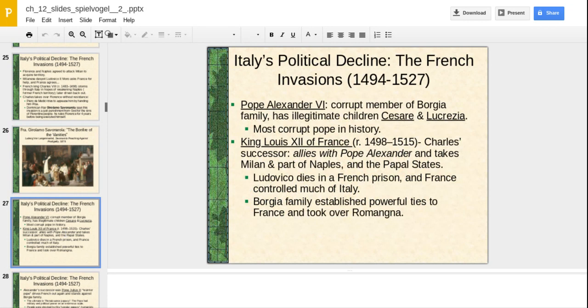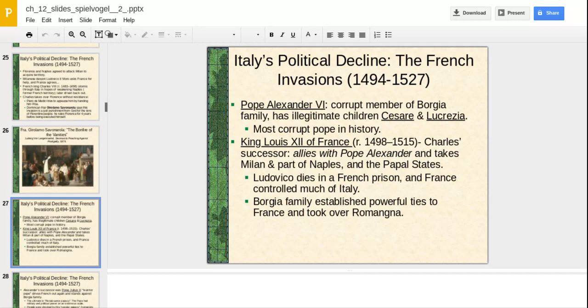Now, two very important people here. One is, and this again, still during the French invasions, Pope Alexander VI. He's the most corrupt pope in papal history. He is a member of the Borgia family. He has illegitimate children. He is building huge palaces. He's very, very, very corrupt. He is not pious in any way.